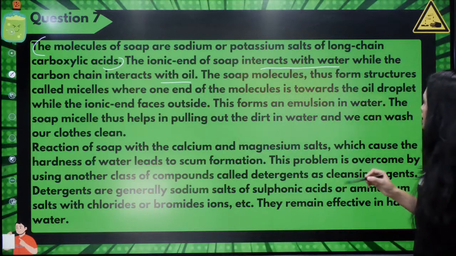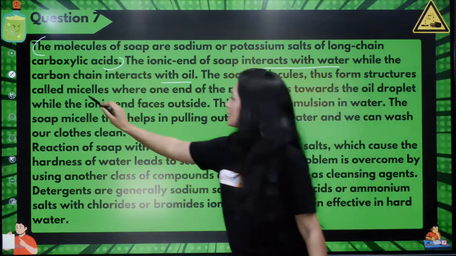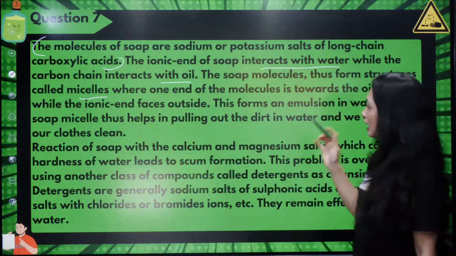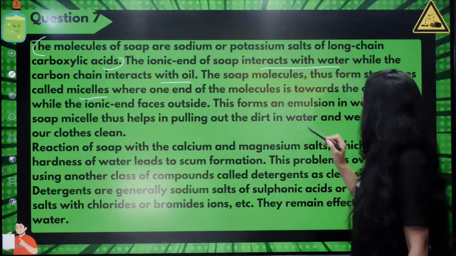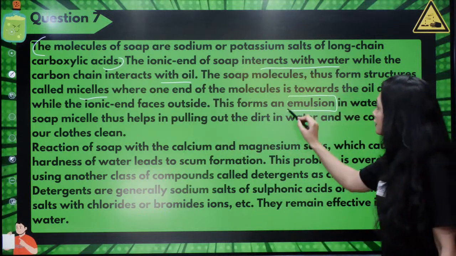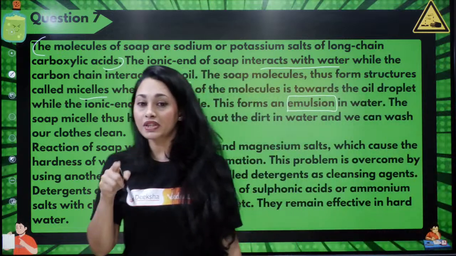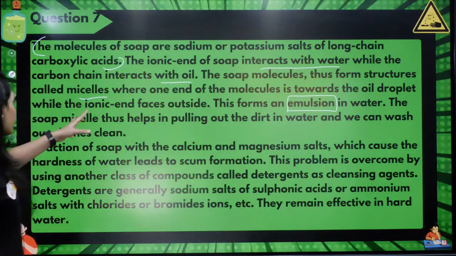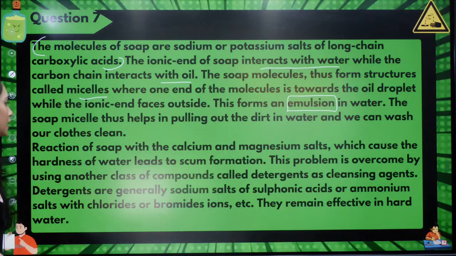The soap molecules thus form structures called micelles, where one end of the molecules is towards the oil droplet while the ionic end faces outside. This forms an emulsion. Remember the concept from grade 9. It forms an emulsion in water. Thus, the soap micelles help in pulling out the dirt in water, and we can wash our clothes clean.